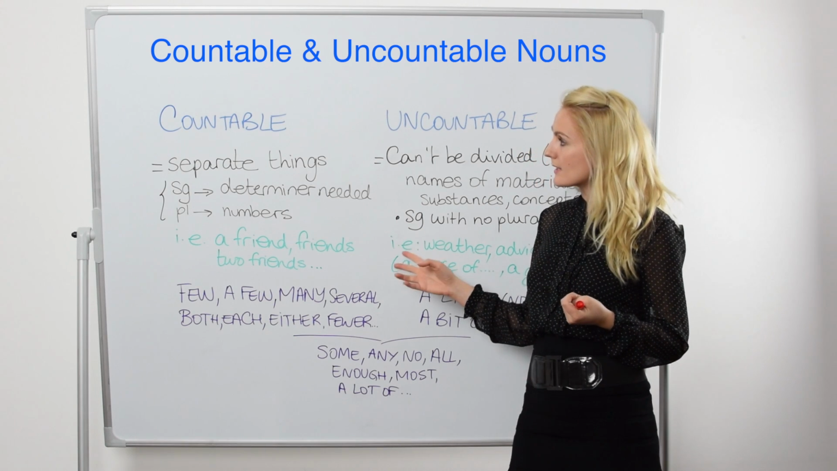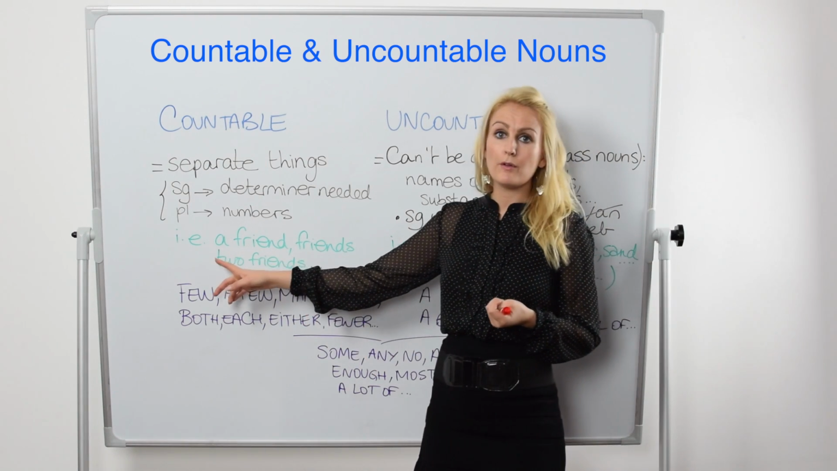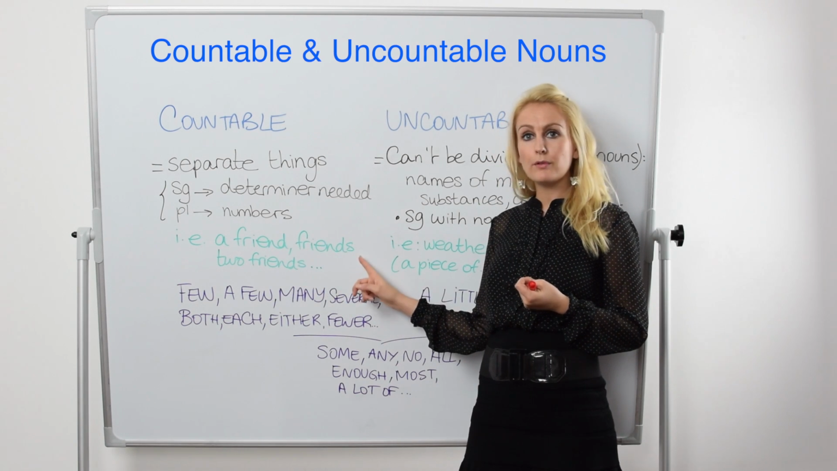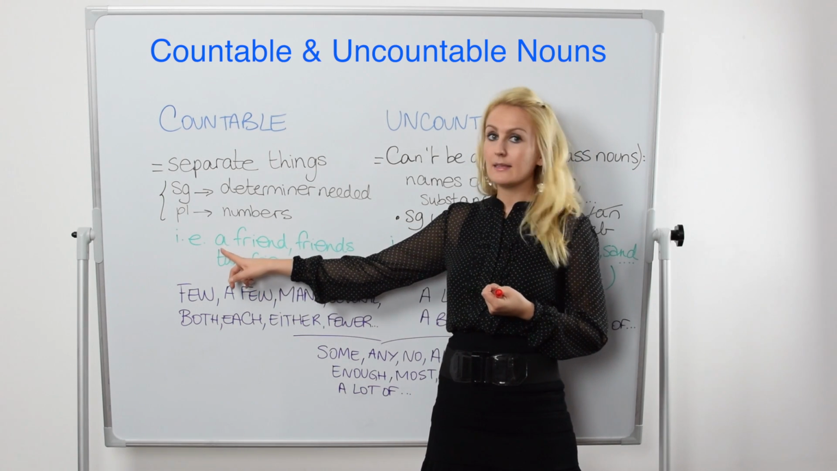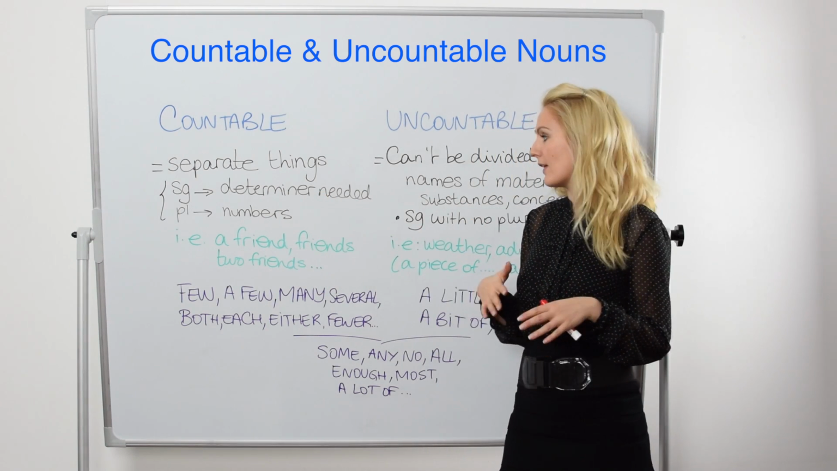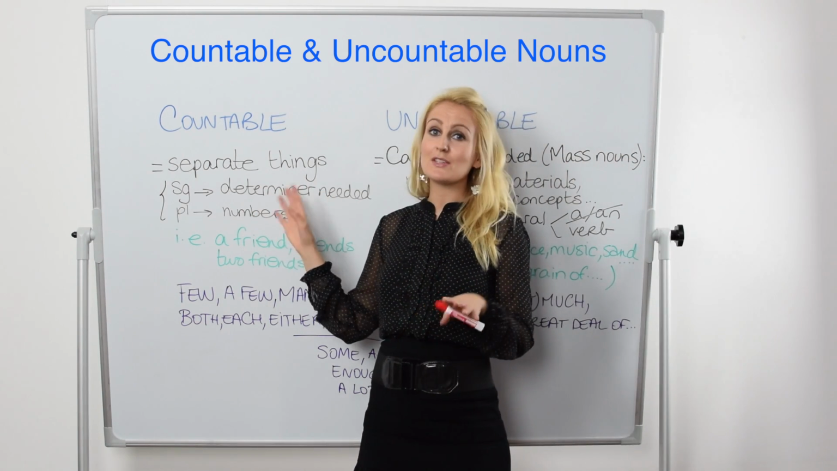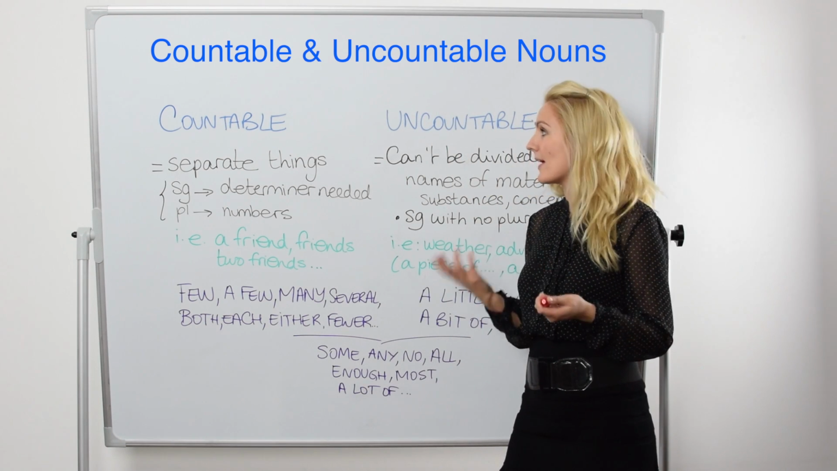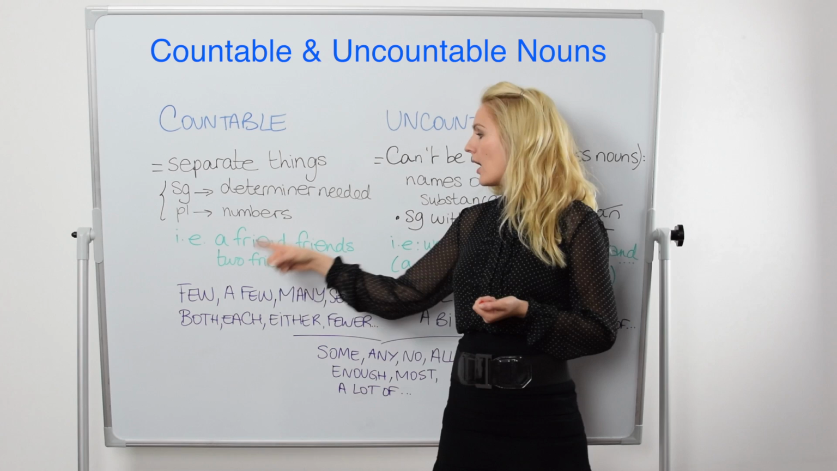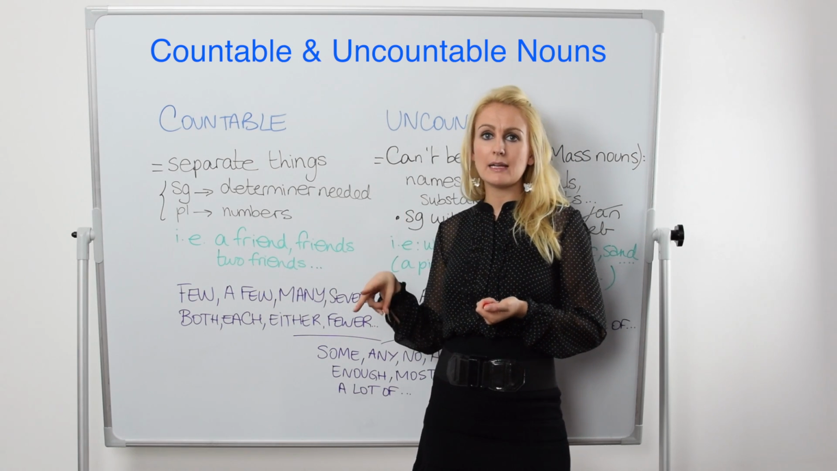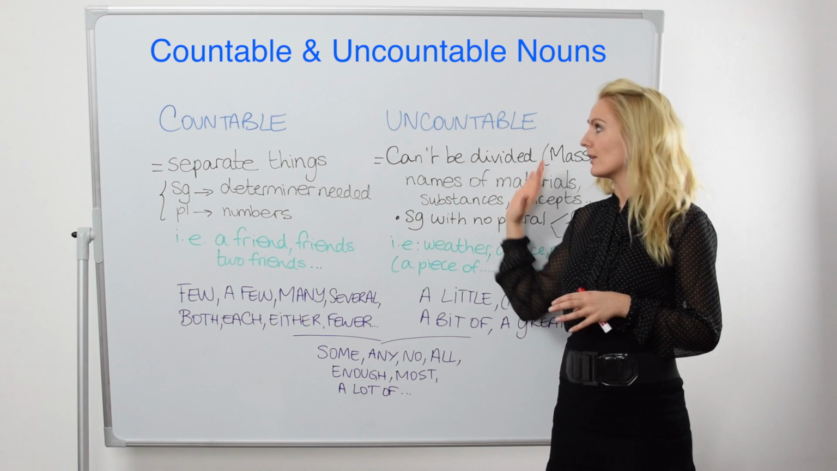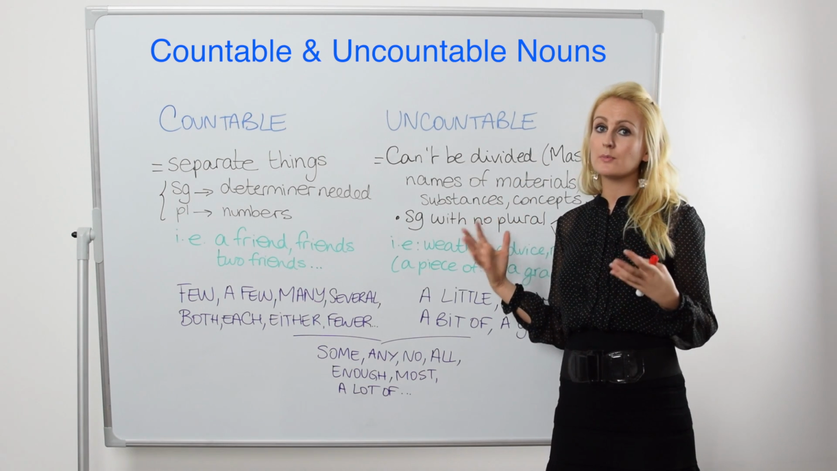Okay, now various examples here. We have the example of a friend. So this is a countable noun because we can find it in a plural form and we can separate them. So we can also have one, two, three different friends. So you can use lots of different determiners in front of it. That's what makes it countable. Okay, you can't say, for example, a money, monies, two monies. It doesn't exist. So that would lead us to this second column of uncountable nouns.